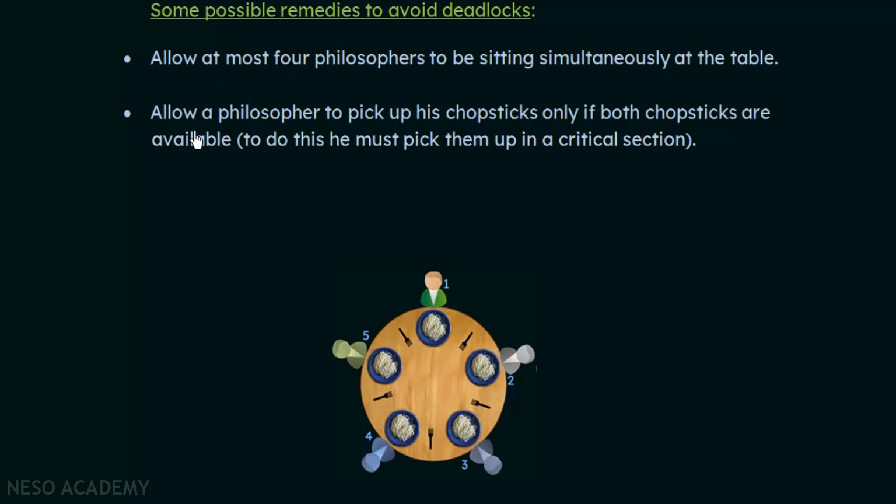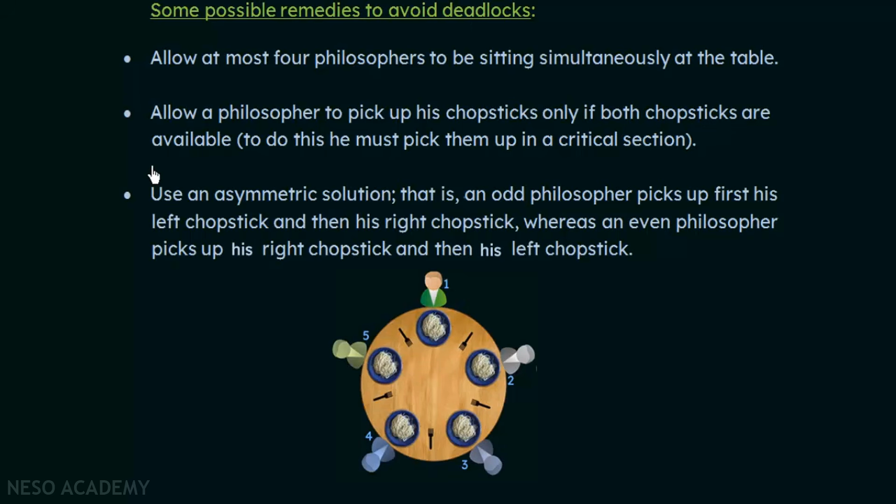Then the second remedy is to allow a philosopher to pick up his chopsticks only if both chopsticks are available. To do this, he must pick them up in a critical section. So here we saw that in the first scenario, when all of them got hungry at the same time, they just picked up the fork that was available and did not see if the other fork is available or not. So instead of doing that, we will allow the philosophers to pick up their chopsticks only after making sure that both the chopsticks that they need are available. So if one wants to eat, he will make sure that both this and this chopsticks are available, and then only he will pick up one by one. So that is another solution that we can have in order to avoid this deadlock.